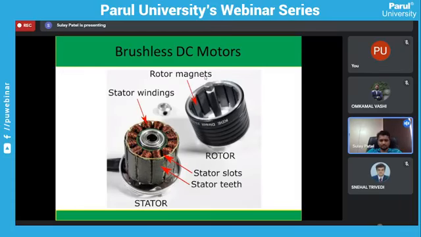So these are the different parts of a BLDC motor. This is the rotor with magnets, you can see over here. This is the stator. So this is a rotating part, and this is a stationary part of this brushless motor.